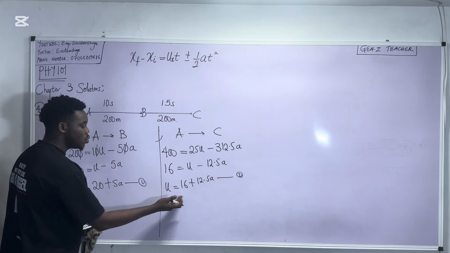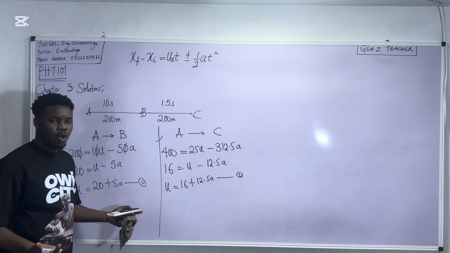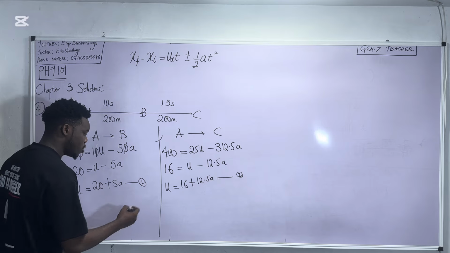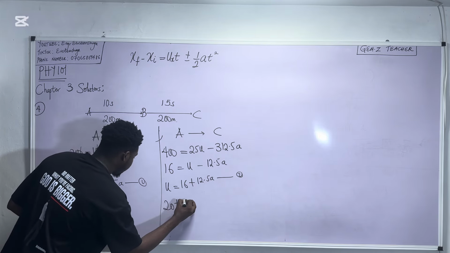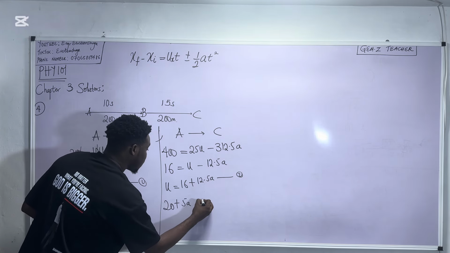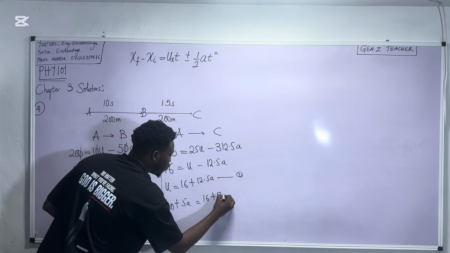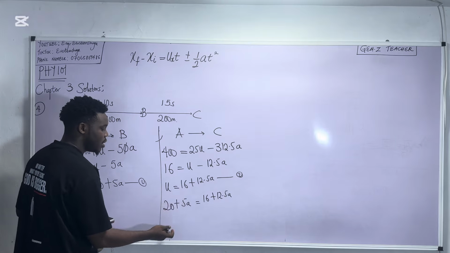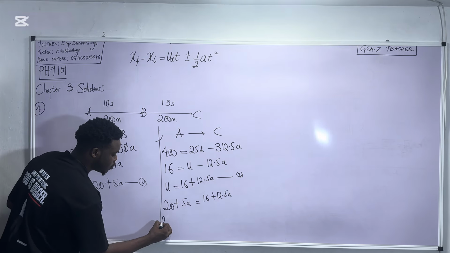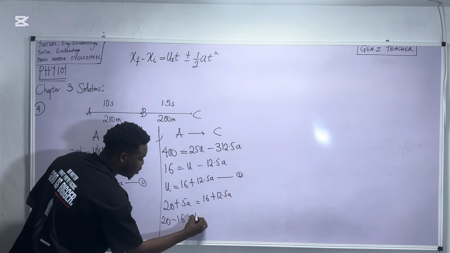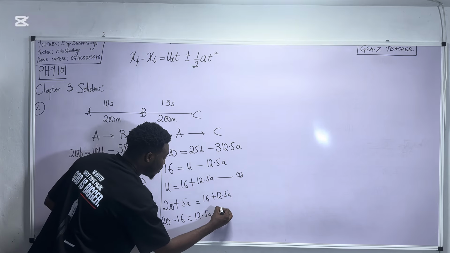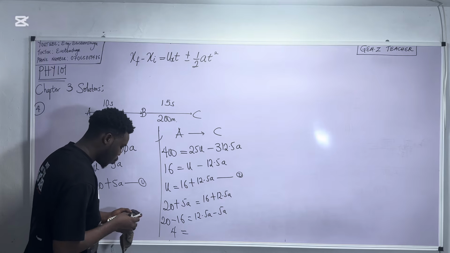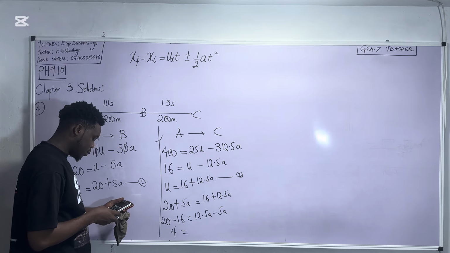Equations 1 and 2 both have u. Therefore, we can equate the u's to get an equation. We say 20 plus 5a equals 16 plus 12.5a. Collecting like terms, let the 16 come here and the 5a go there. So we have 20 minus 16 equals 12.5a minus 5a. What do we have here? 4 equals, what is 12.5a minus 5a?